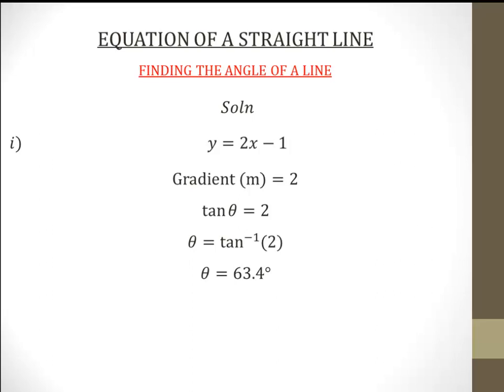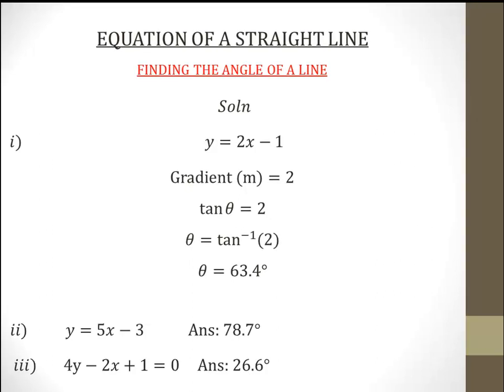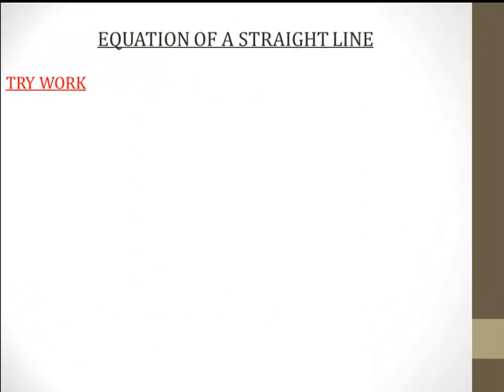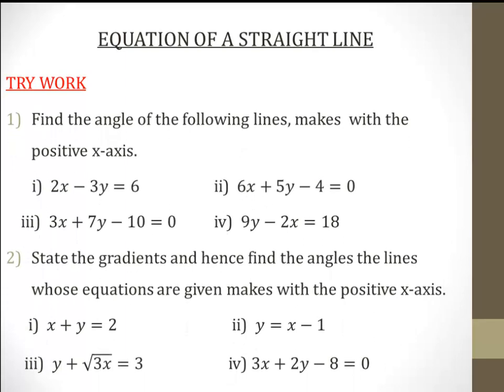The second equation was y equal to 5x minus 3, and that gives us 78.7 degrees. The third one was 4y minus 2x plus 1 equal to 0, and when you solve it, you are going to get 26.6 degrees. From the knowledge you have gained under this subtopic, try your hands on these examples.